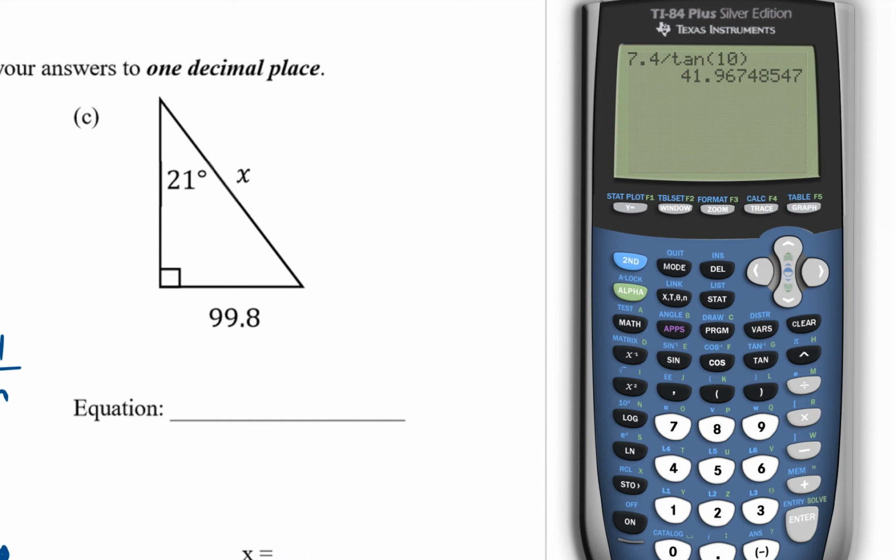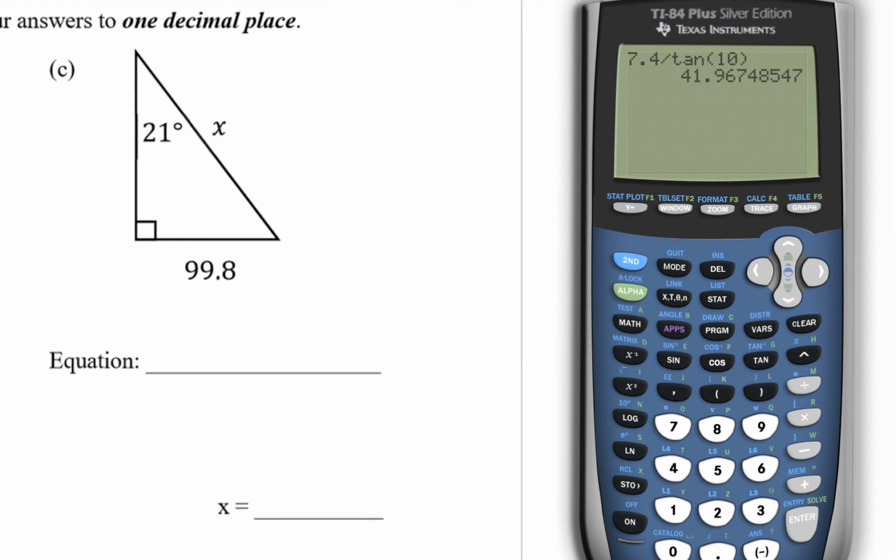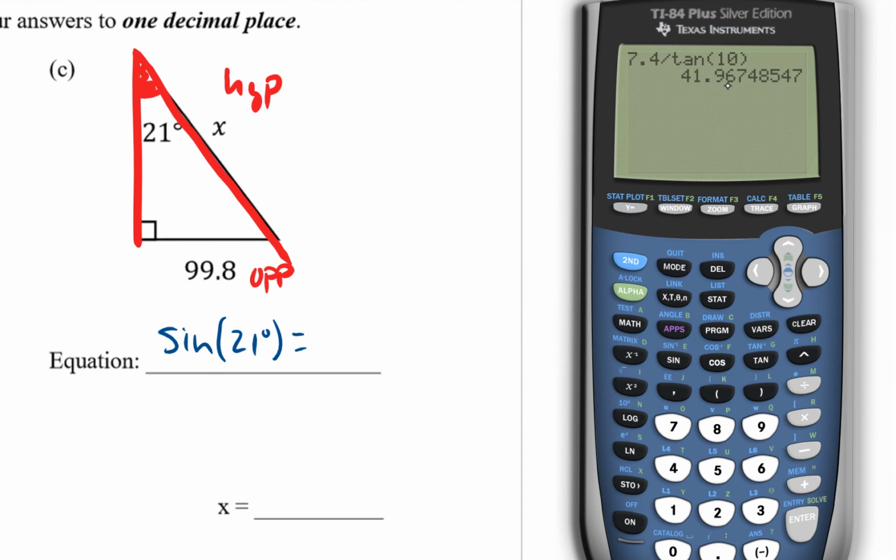All right, and then our final question for question 2 is part C. In this triangle, we are given this acute angle up at top that has a measurement of 21 degrees. And we are asked to find the length of the hypotenuse, right? Here's HYP. And we're given the length of the opposite side, OPP. And that is, of course, when we would use the sine ratio, right? Sine is opposite over hypotenuse. So we'll go ahead and write that down. The sine of our 21 degree angle is the length of the opposite side, 99.8, divided by x.